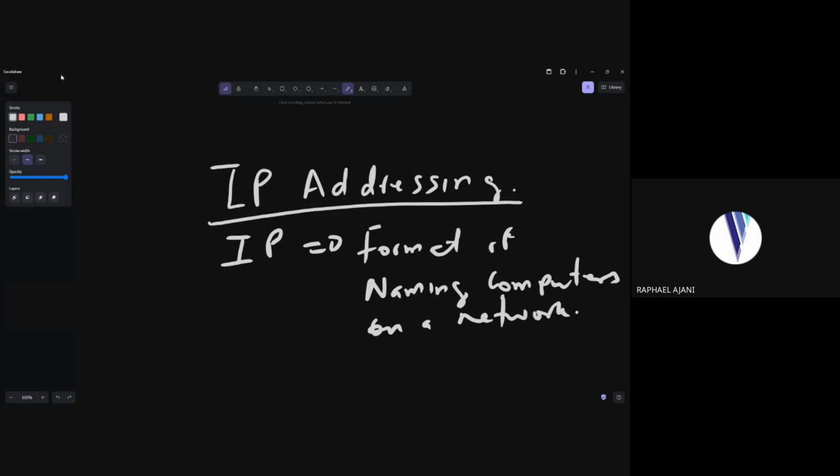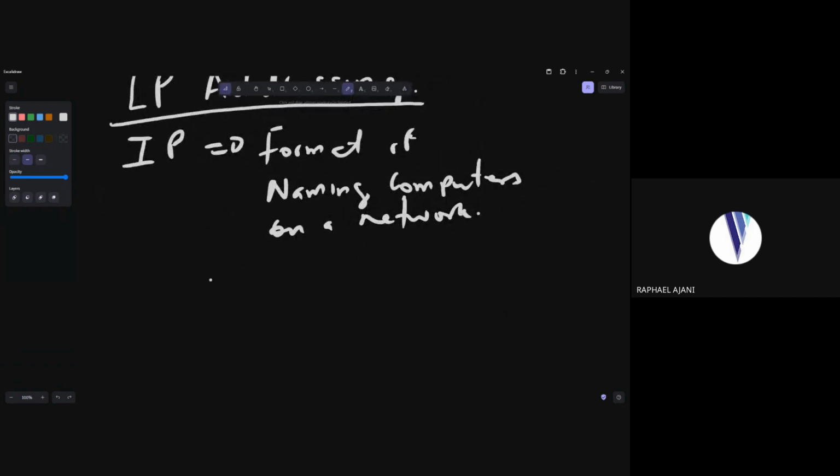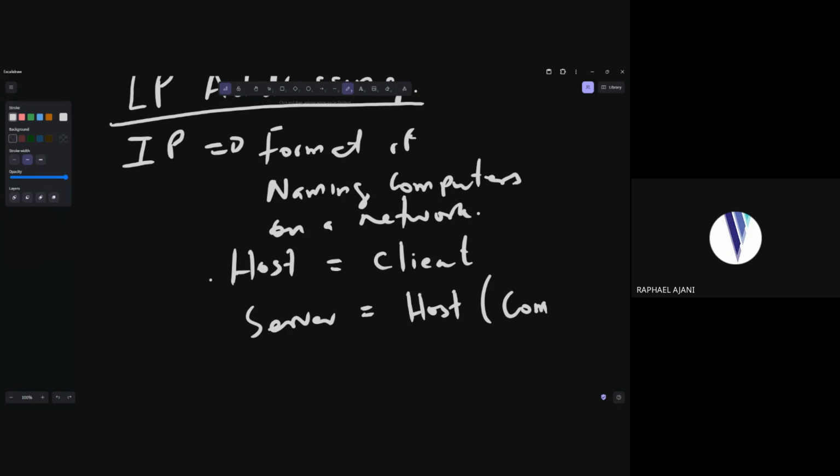If I say computers, I can also mean, if I say host, I mean a client. If I say server, I can also mean host, right? It's interchangeable, or in this case, just see it as a computer. Another thing is it can be referred to as a node, right?